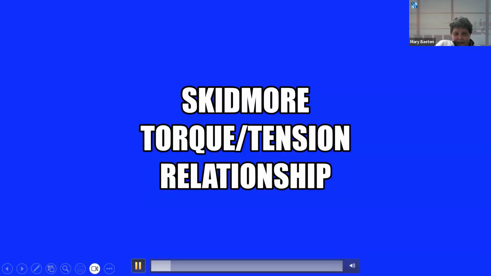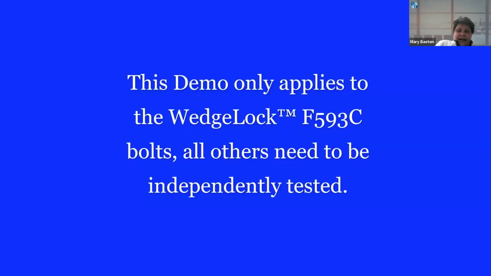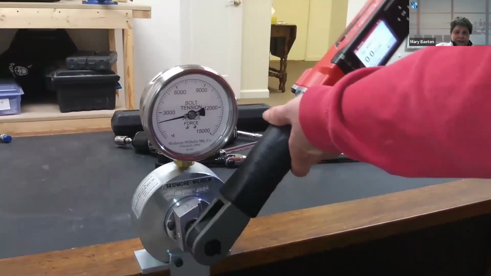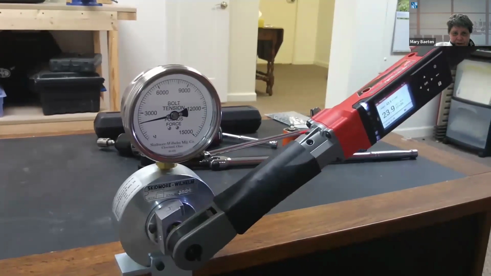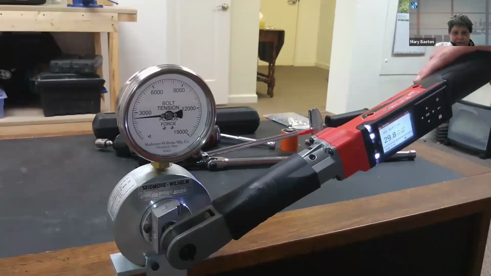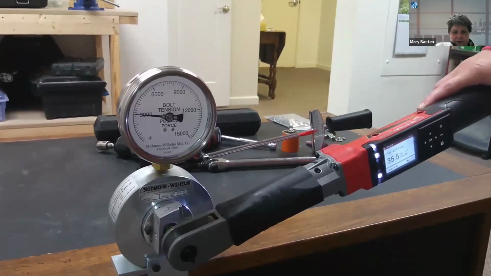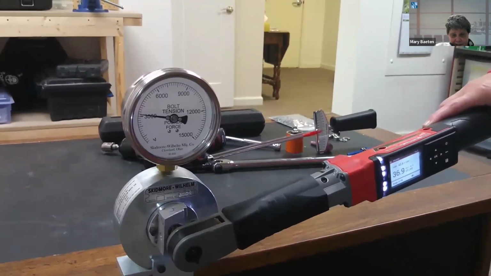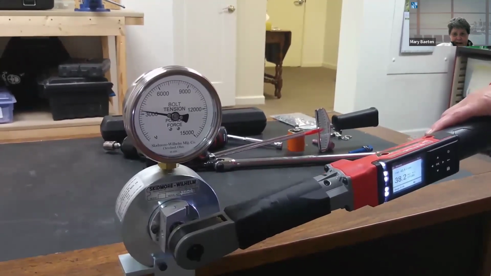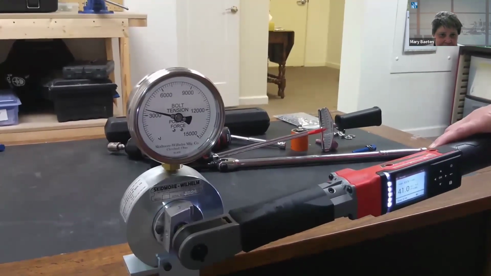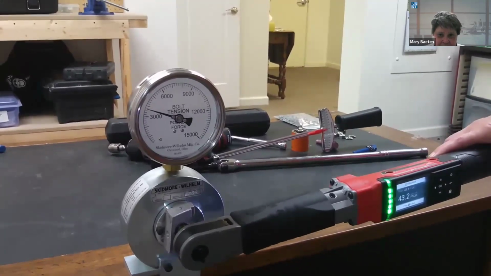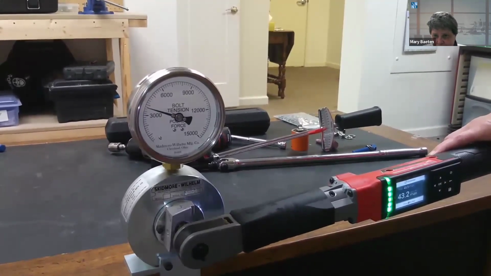So this is the Skidmore torque tension test. Again, this is just for the F593C bolt, wedge lock bolt. You cannot use this with any other. So there's our gauge. We need to turn to torque this bolt until we get up to 3,800 pounds, which is the clamp load for a F593C 3/8 inch-16 bolt. And then on the right-hand side, you can see the torque requirement. So we're getting close to 3,800 pounds. And there we are. And there it is, 43 foot-pounds.